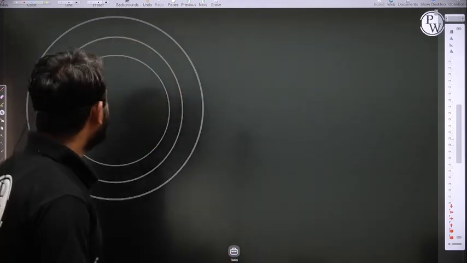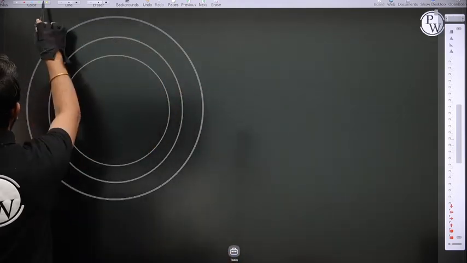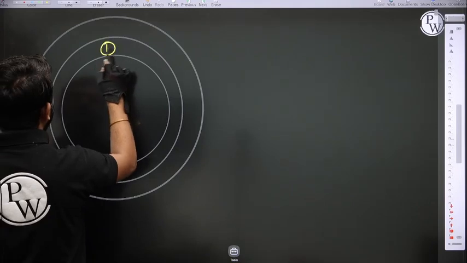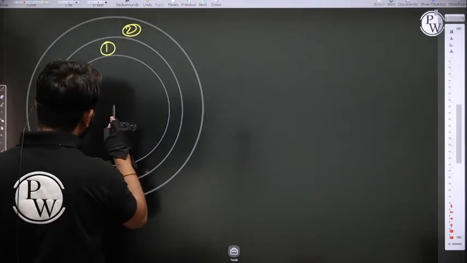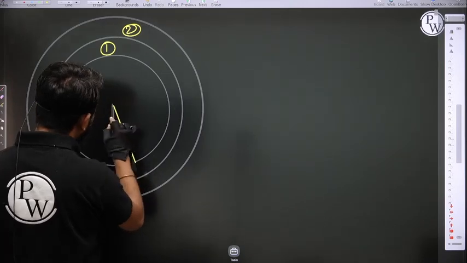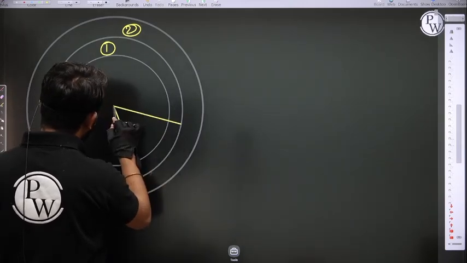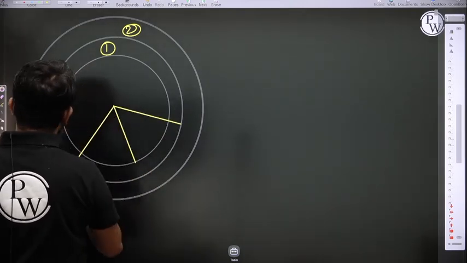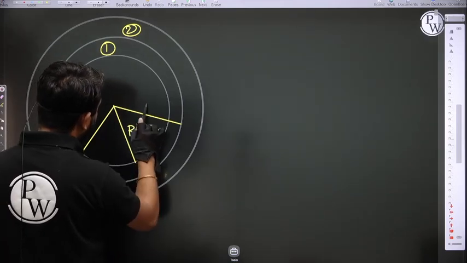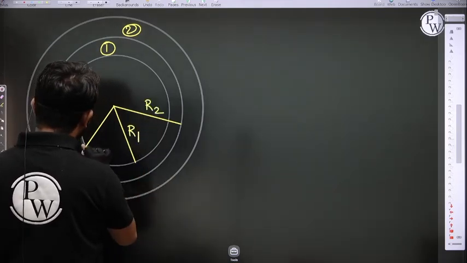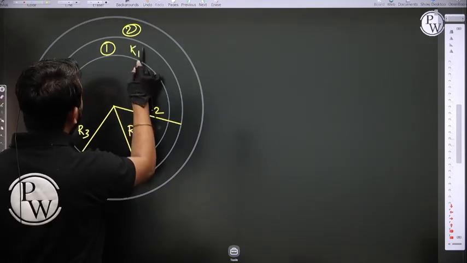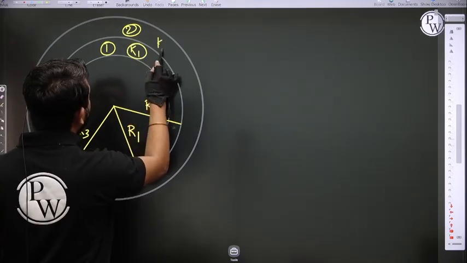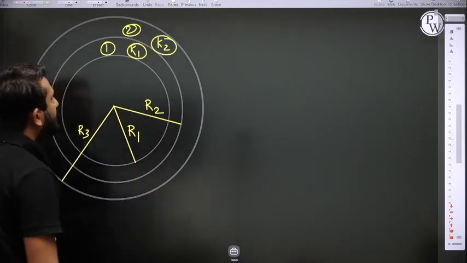This is a composite cylinder, right? This is cylinder number 1. This is cylinder number 2. This is the center. This radius is R1, this radius is R2, and this radius is R3. The thermal conductivity for cylinder number 1 is K1, and the thermal conductivity for cylinder number 2 is K2.